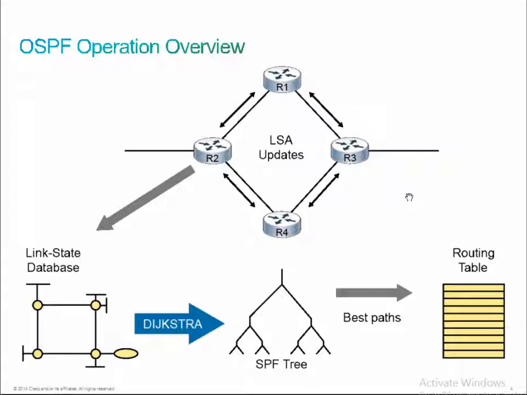You can see that there on the blue arrow. And then we also talked about the data structures. So just like EIGRP, OSPF has three primary data structures. It's got the adjacency database, it's got the link state database, and then finally we have a routing table.